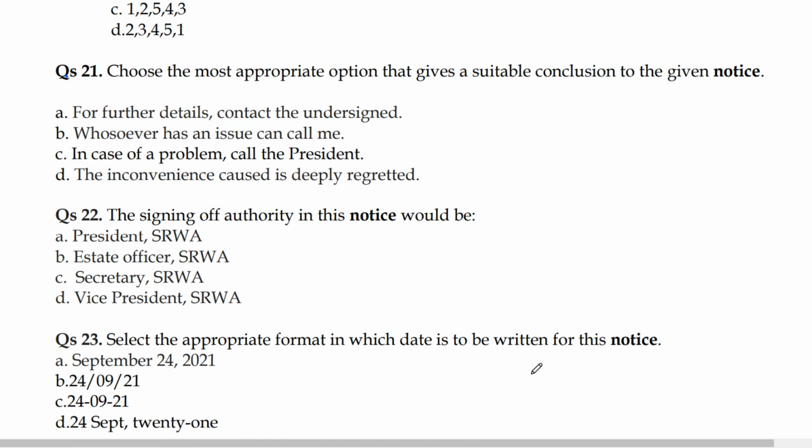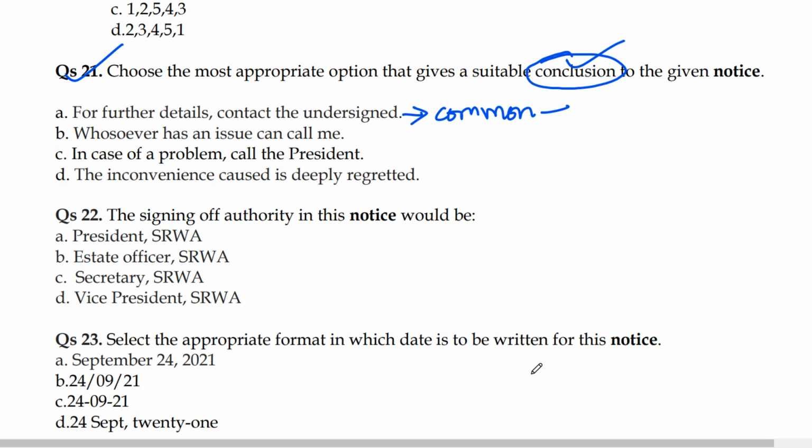Question number 21. Choose the most appropriate point that gives a suitable conclusion to the given notice. So now you have to find out a suitable conclusion for this notice. Look at the conclusions. For further details, contact the undersigned. This is a common conclusion of any notice. But is this suitable for the particular notice question given here? We have to think.